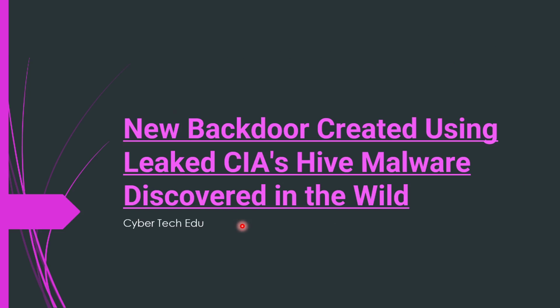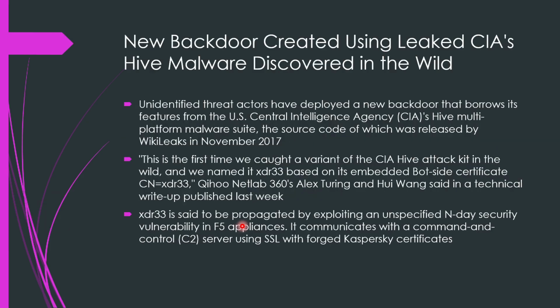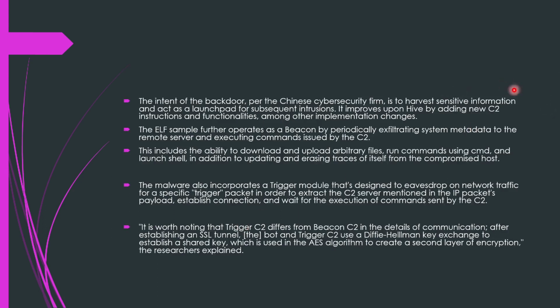So this is the video regarding the new backdoor created using leaked CIA features of what the US intelligence bureau is using, and basically it installs and starts fetching sensitive information through the command and control server, the C2 server.